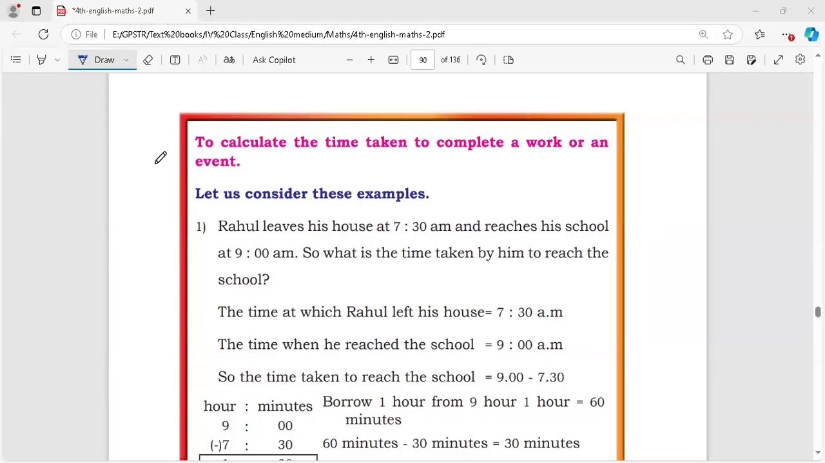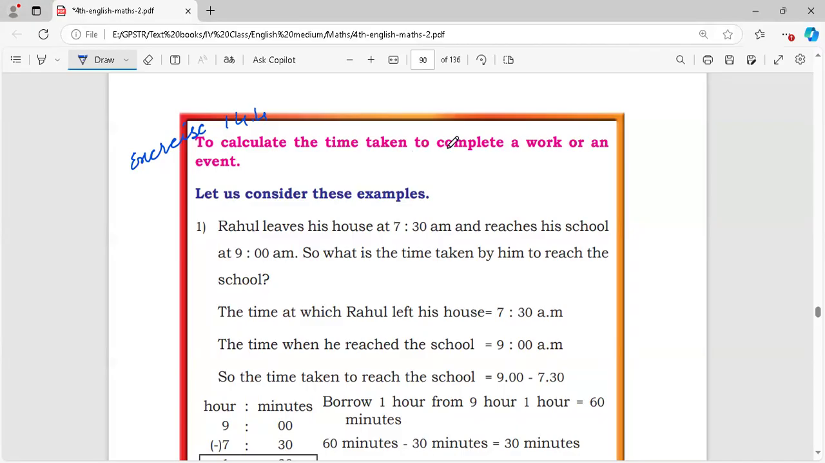In this video, I am discussing fourth standard mathematics, chapter 14, Time. Exercise 14.4. Before the exercise, let us see some basics.